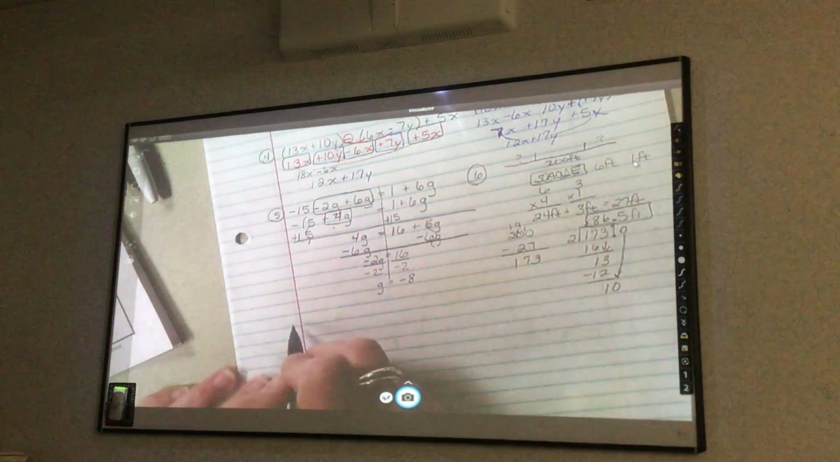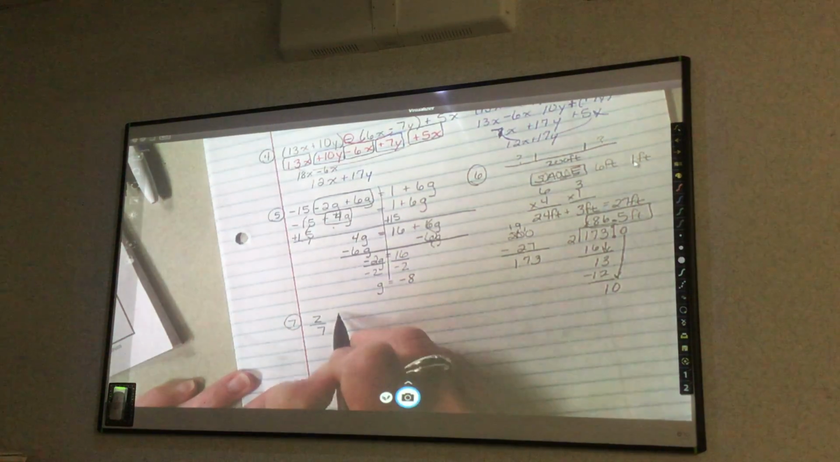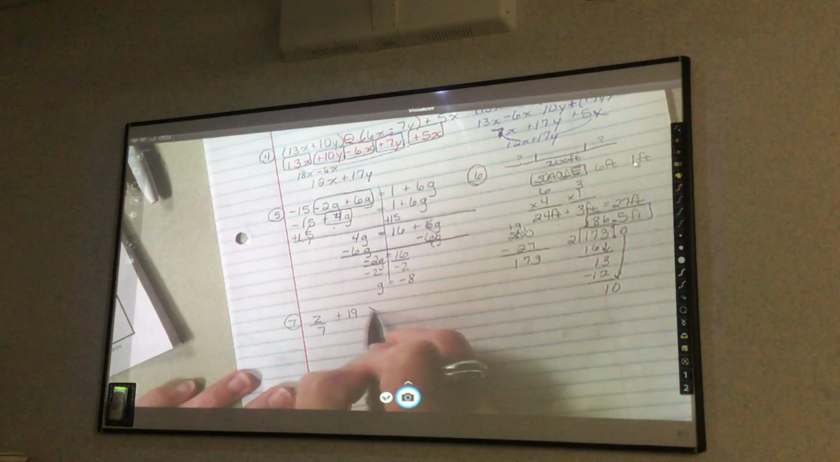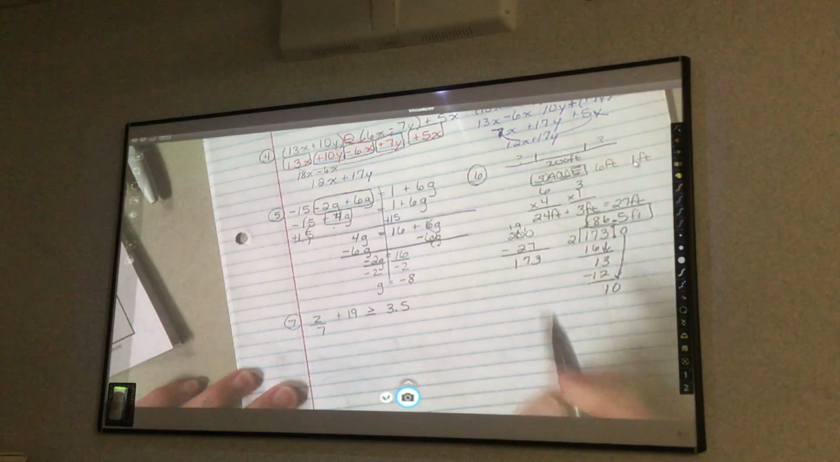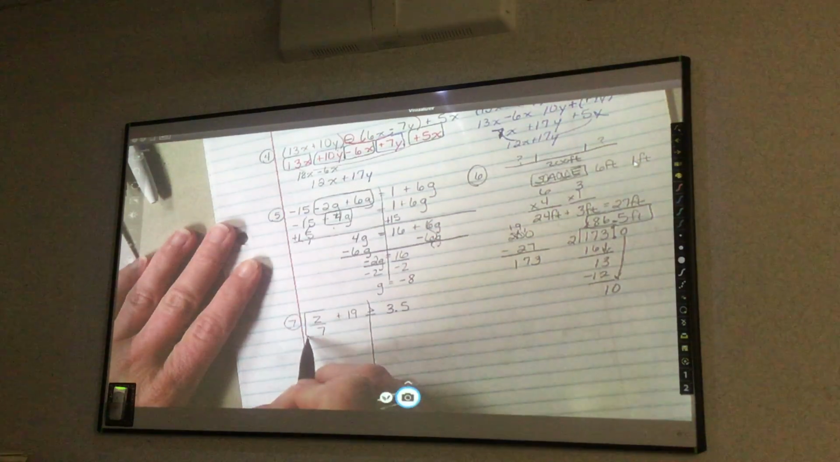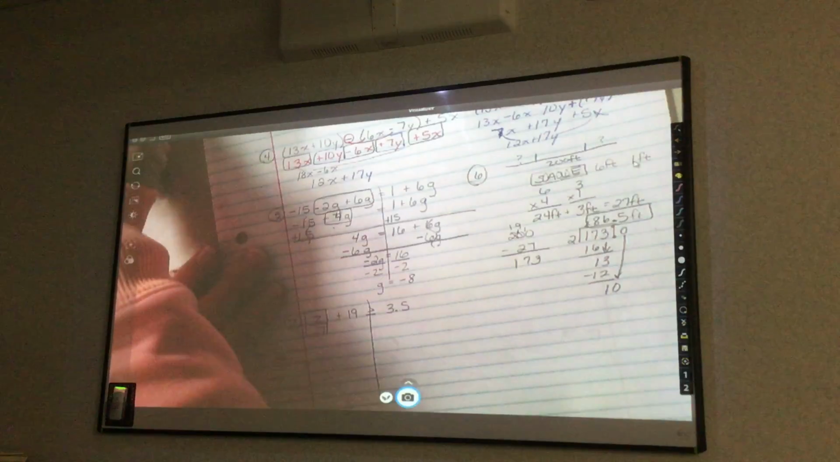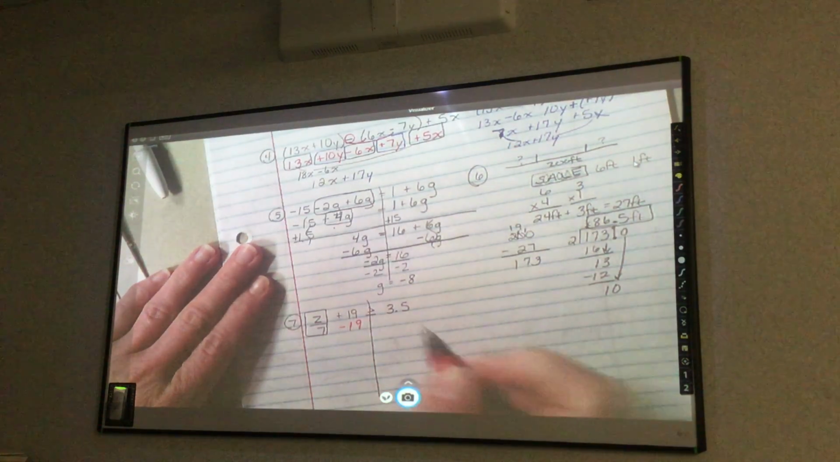7. Z divided by 7 plus 19 is greater than or equal to 3.5. So when you have inequalities, you still draw the line. I'm going to box up this Z plus 7. So I'm going to subtract 19 from both sides.